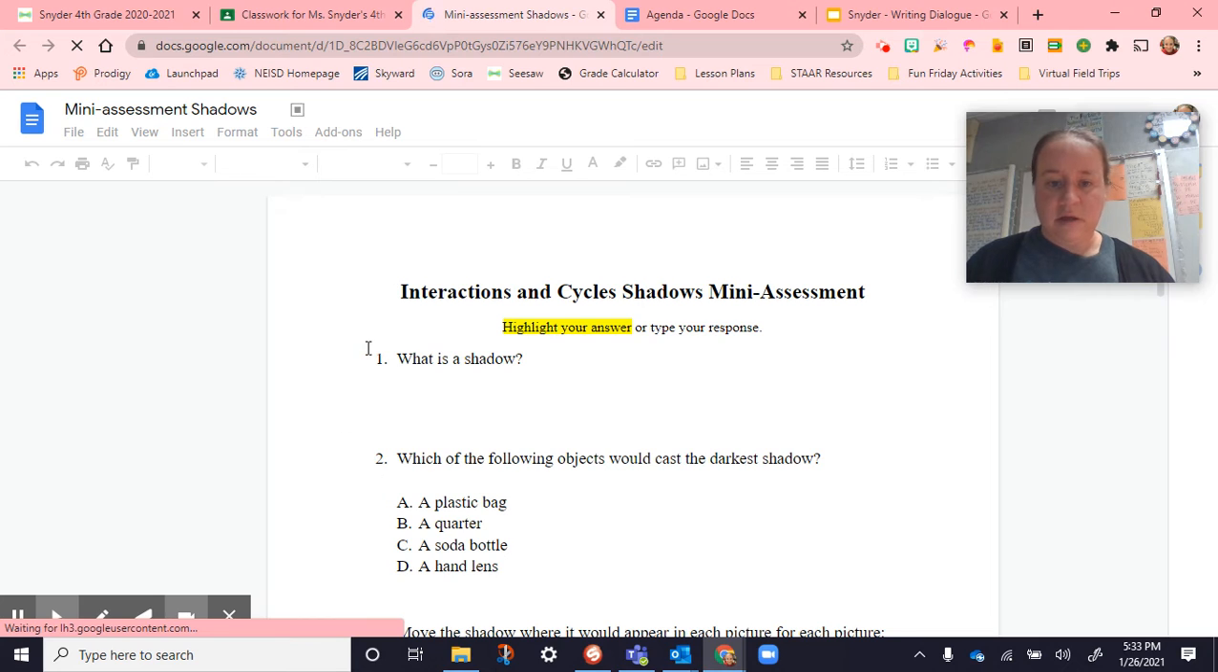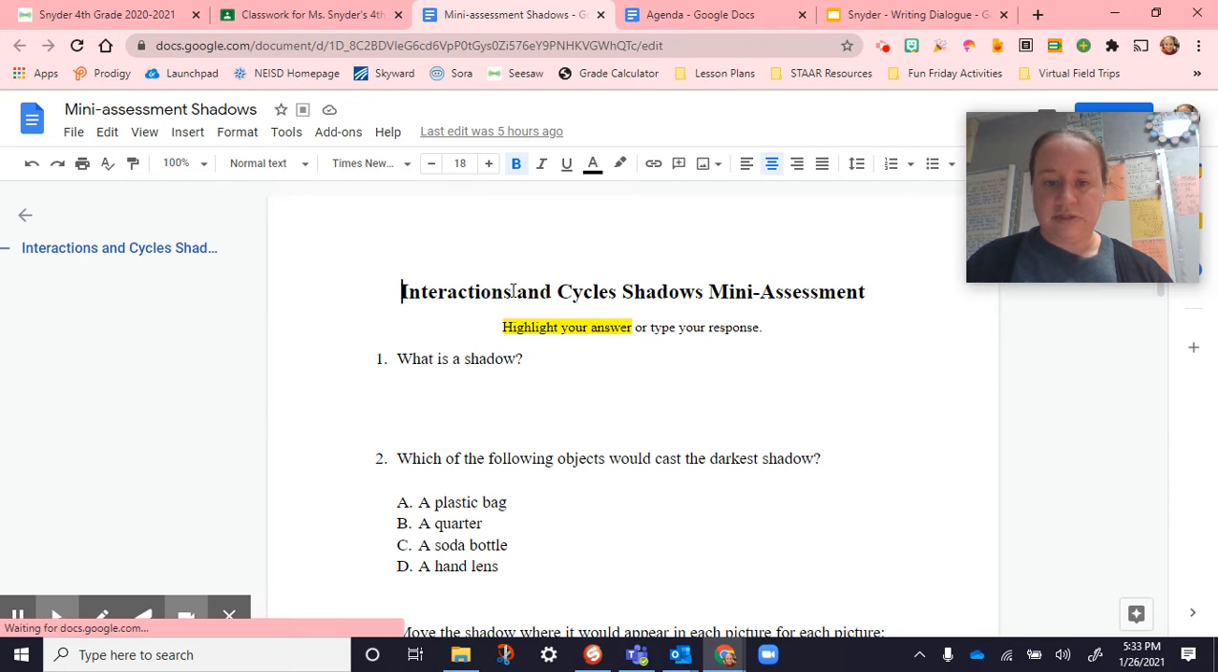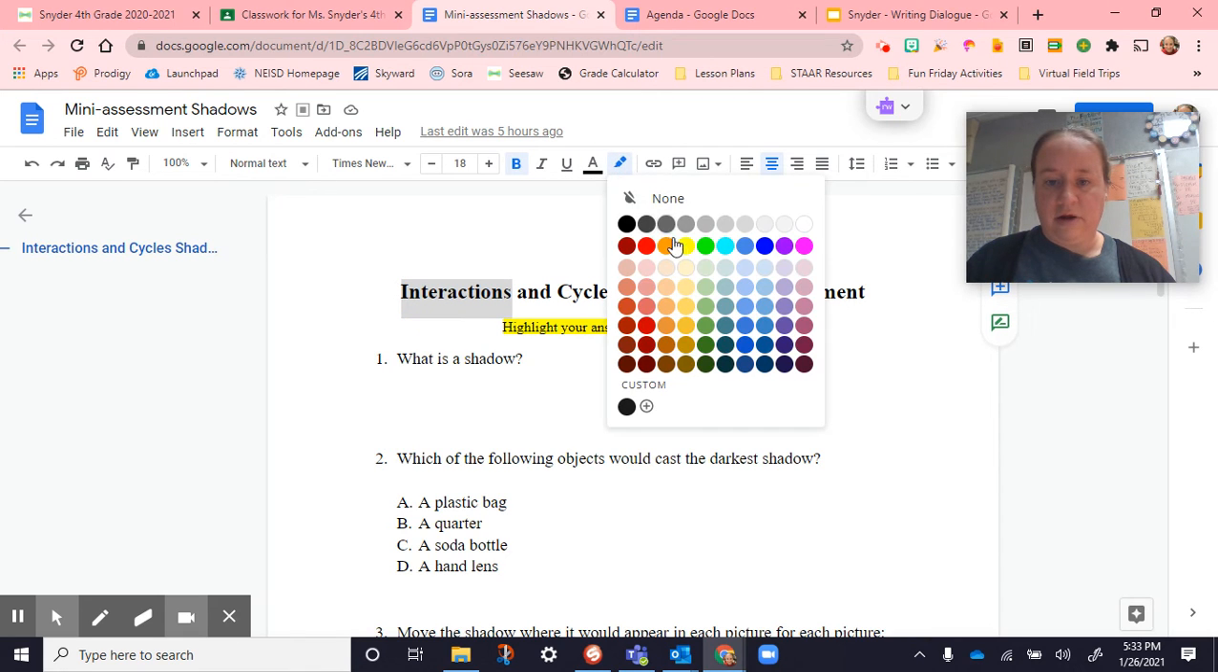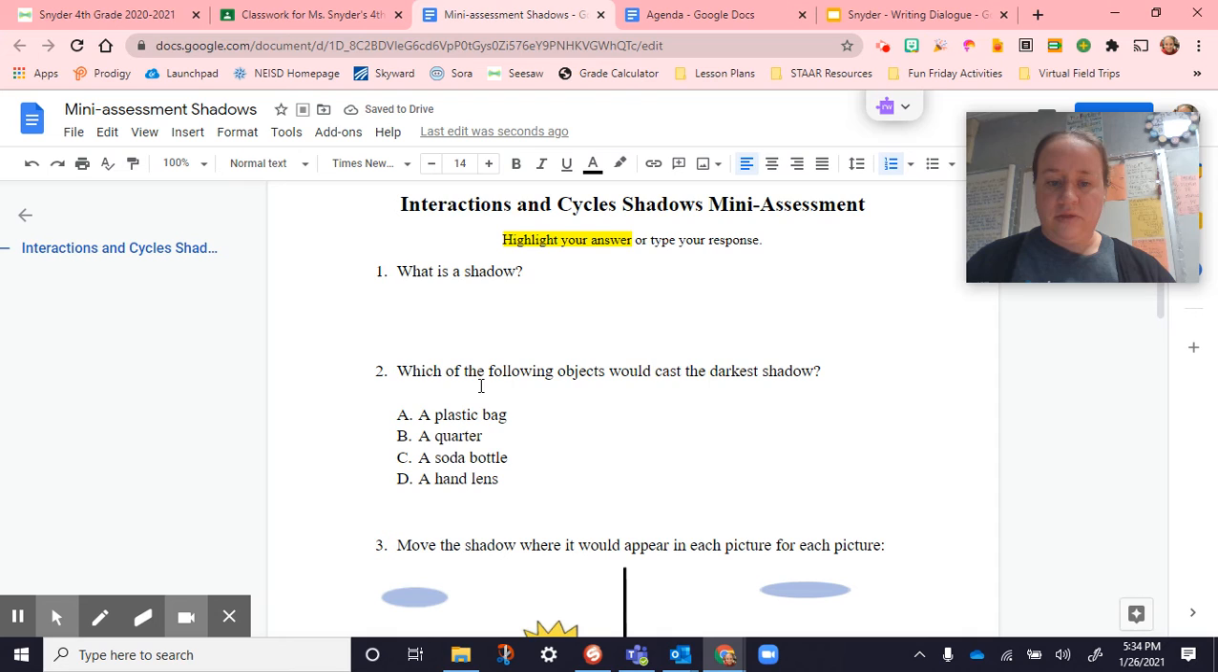And with this, you're either going to highlight your answer or type in your response. To highlight something, you just click, hold, and drag. Then you go up here next to the A, where it says highlight color, and you click what color you want it to highlight. If it's something where you can click and type, then you're going to type your answer. So you're going to tell me what is a shadow. Then like here, I would click something and I would highlight.